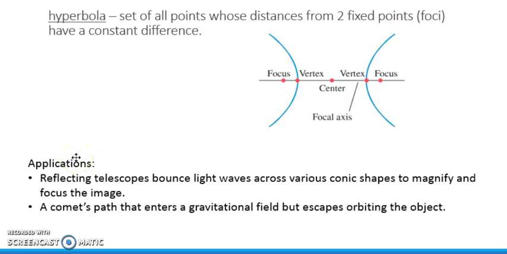So a couple applications. Many reflecting telescopes often bounce the light from several of these conic shapes to magnify or help focus the image. Or you could also imagine having something like Earth as one of the foci. When a comet comes in and gets affected by the gravitation of Earth, but does not get stuck in a loop orbiting around it or actually crashing into it, it just pulls itself off its track a little bit and then shoots off in another direction. It follows a hyperbola path rather than a parabola or an ellipse.